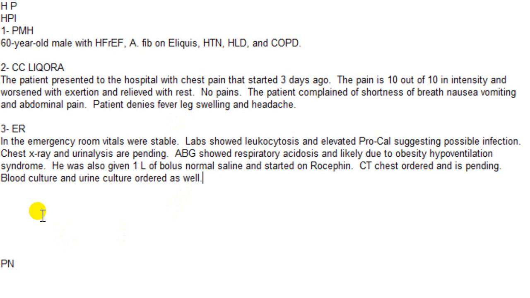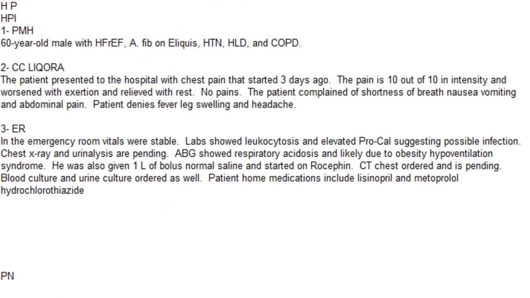I usually also like to include the medication that they're taking. Patient home medications include lisinopril, metoprolol, hydrochlorothiazide, hydralazine, Eliquis. So I'd like to include the medications because they're important. We're gonna resume these home medications, okay?